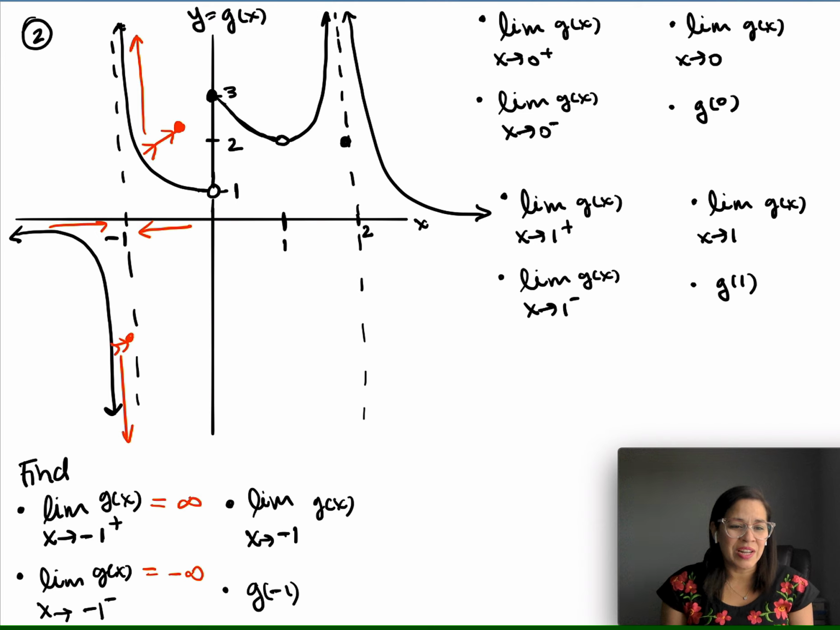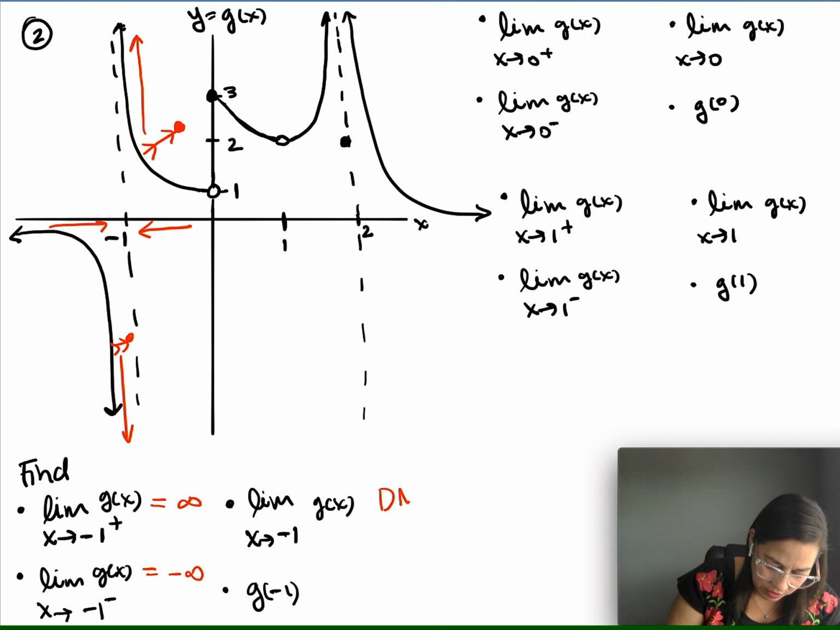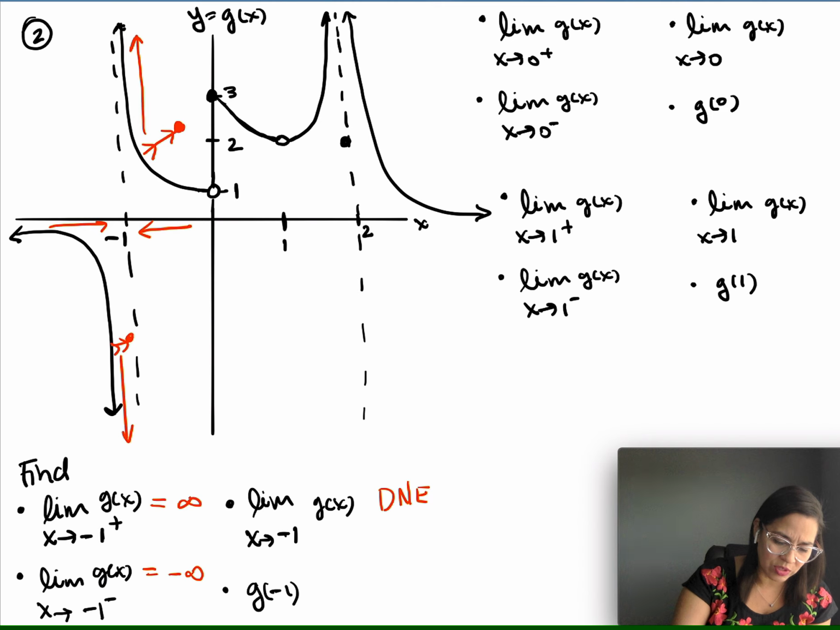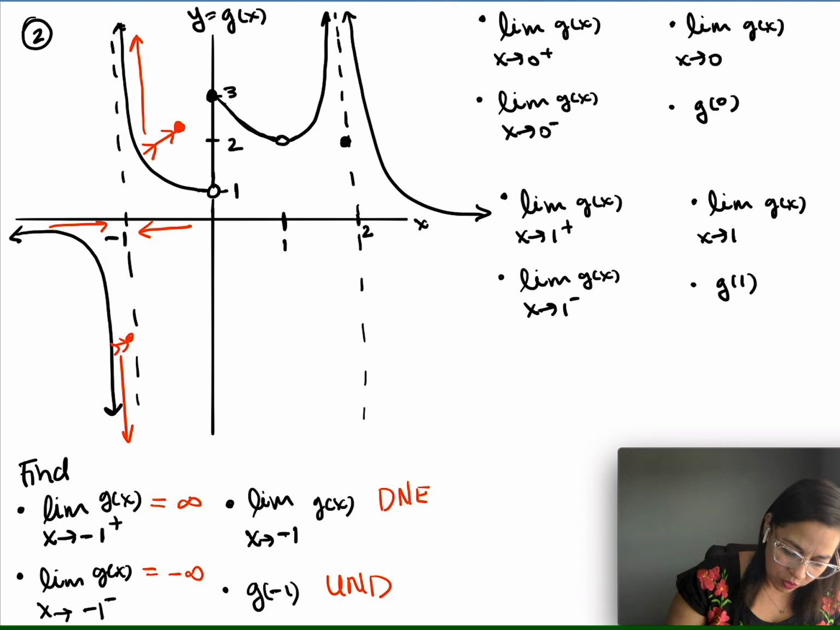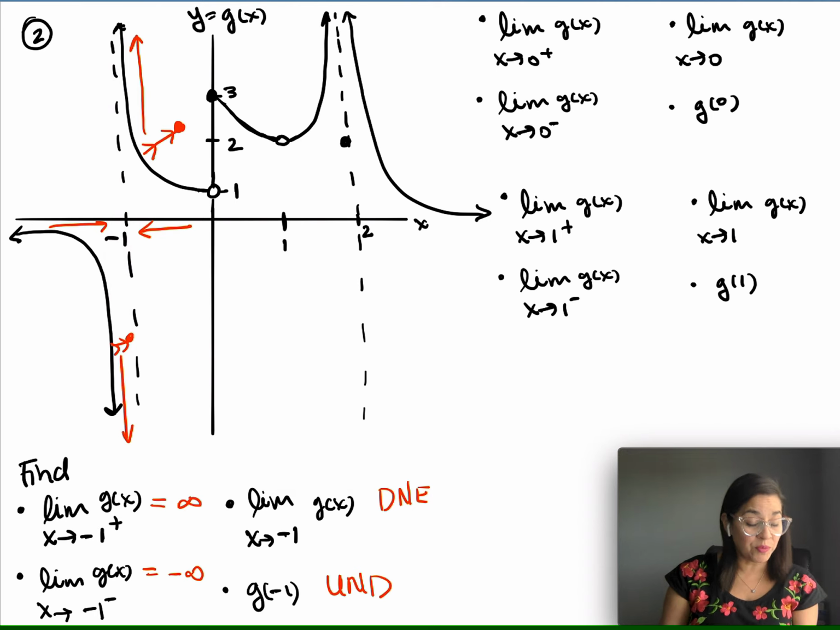Since the limit as x goes to -1 from the left and the right don't give the same values, we say that the limit does not exist. And in this case in particular, there are no closed circles anywhere here for -1, so we say that g of -1 is undefined, okay? Perfect.